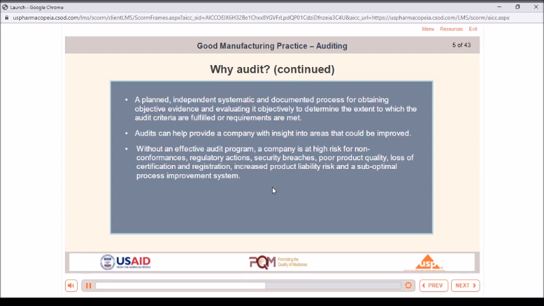Without an effective audit program, a company is at high risk for nonconformances, regulatory actions, security breaches, poor product quality, loss of certification and registration, increased product liability risk, and a suboptimal process improvement system.